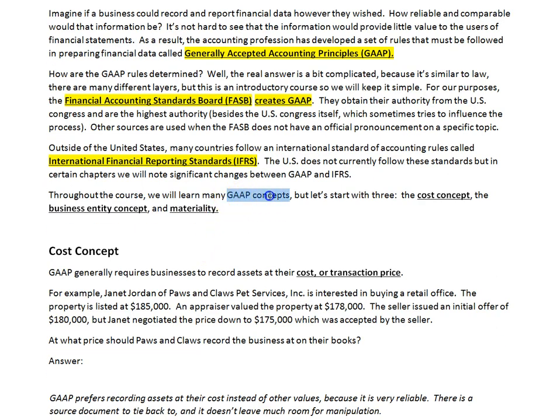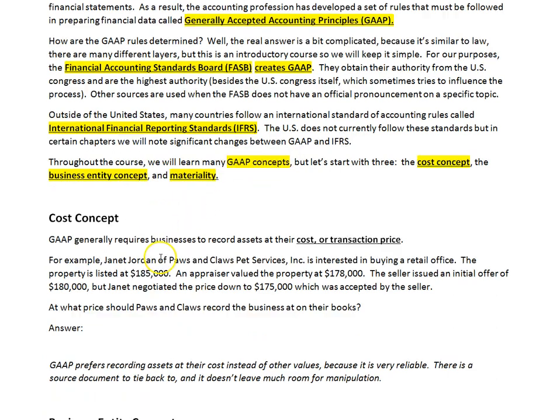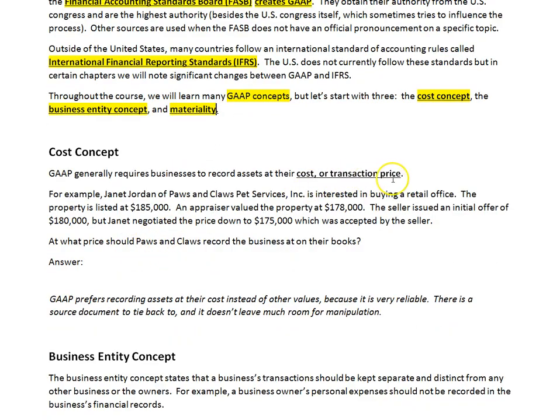Alright, so let's get back to GAAP concepts. We're going to start by defining three. One is the cost concept, the second one is the business entity concept, and the third one is materiality. Alright, the cost concept is actually very simple.